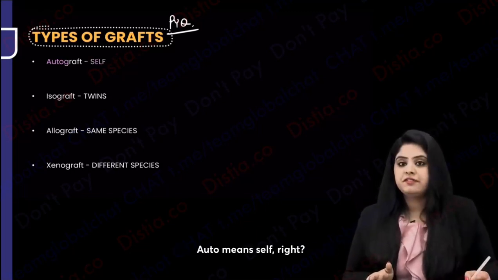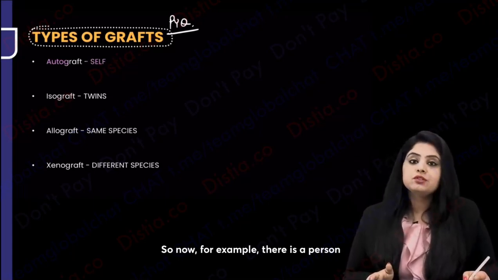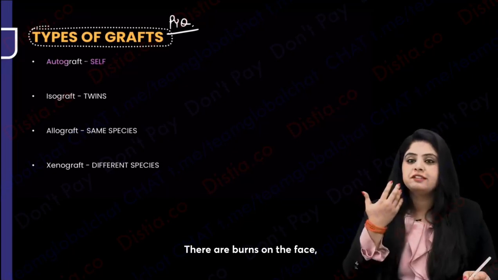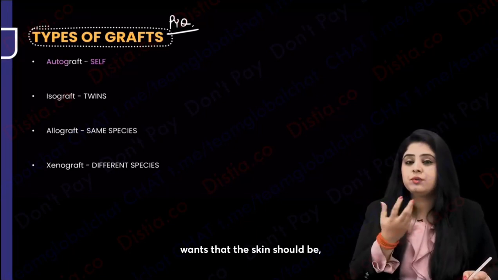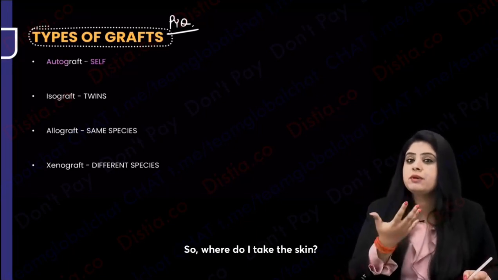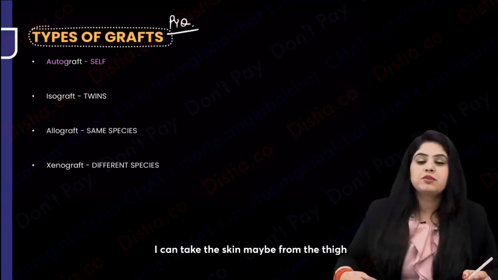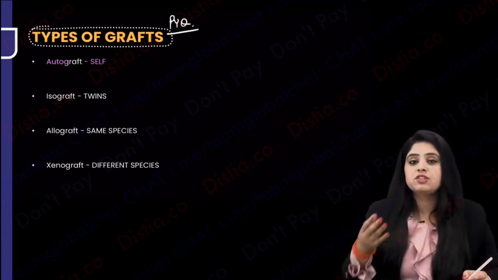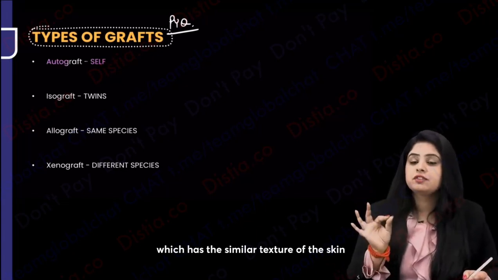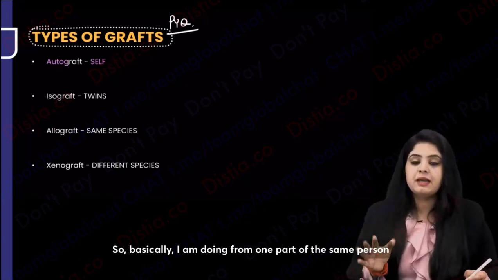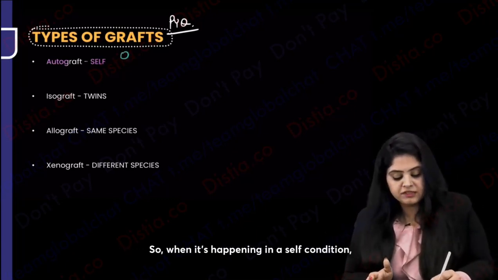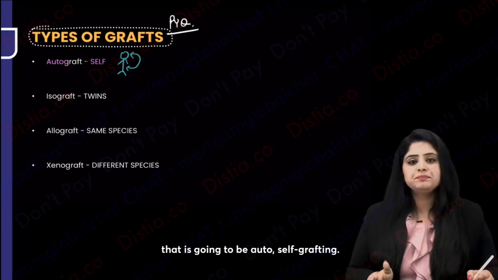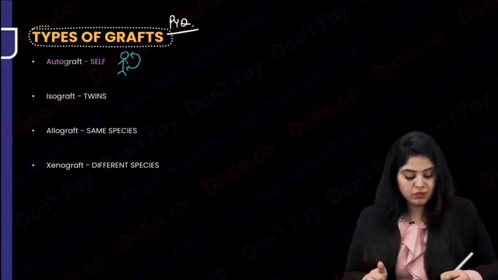Auto means self, right? So now, for example, there's a person who suffered from burns. There is burns on the face, and the person, because of cosmetic reasons, wants that there should be a grafting of the skin done. So where do I take the skin? I can take the skin maybe from the thigh or from any other part of the body which has a similar kind of texture to the skin present on the face. So basically, I'm doing it from one part of the same person to the same person. So when it's happening in a self condition, from the same person to the same person, that is going to be auto, self-grafting.